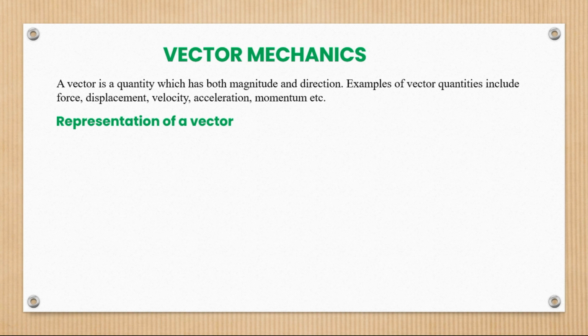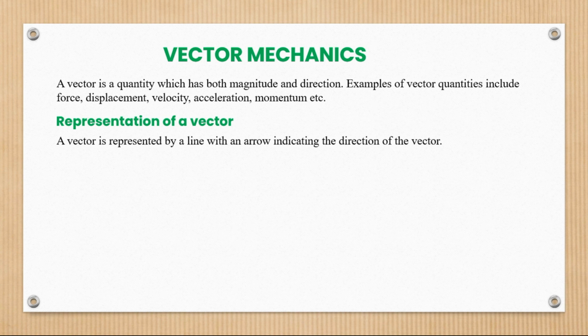Scalar quantities are those that actually have magnitude but they don't have direction, and one of the examples of that is time, for example, and many others. But today we are focused on vectors or vector quantities. So how do we represent a vector? So we're going to look at the representation of a vector. A vector is represented by a line with an arrow indicating the direction of the vector.